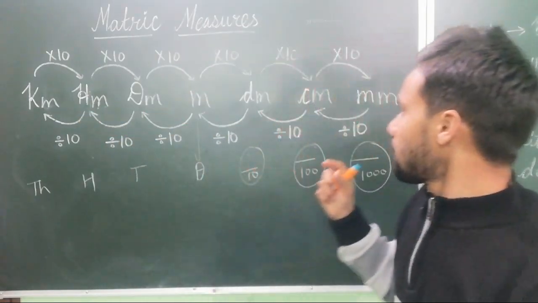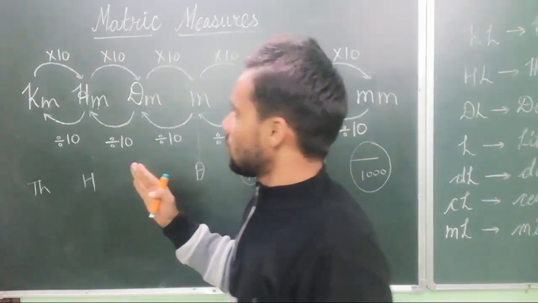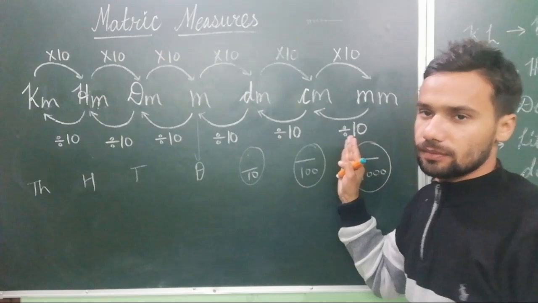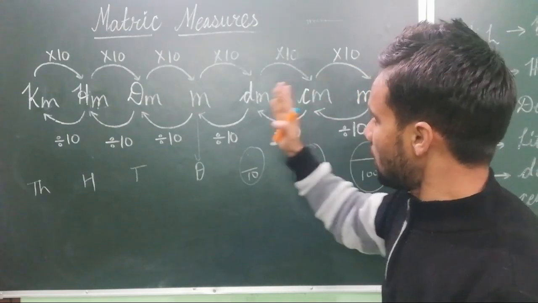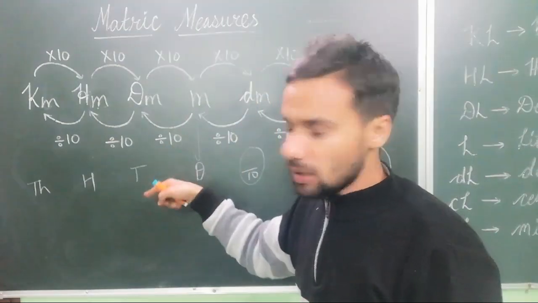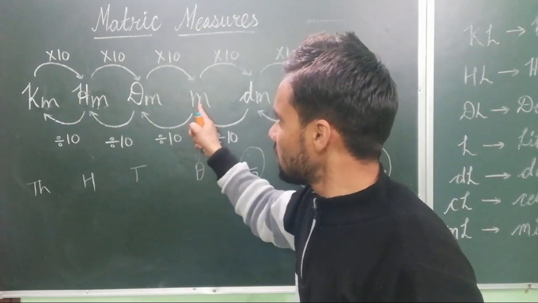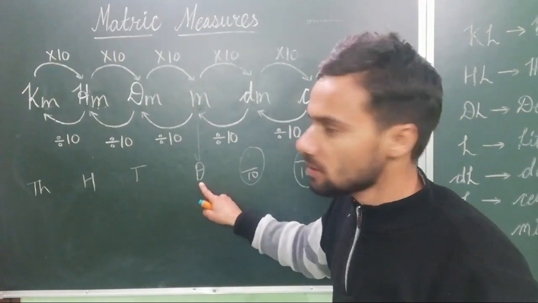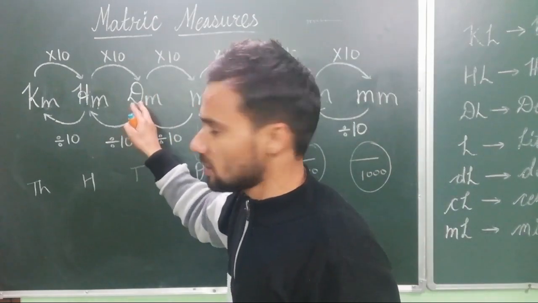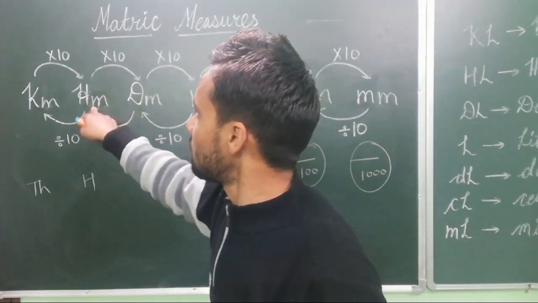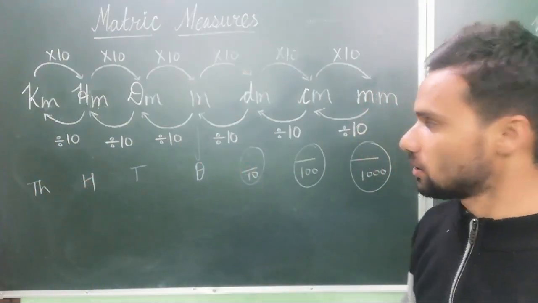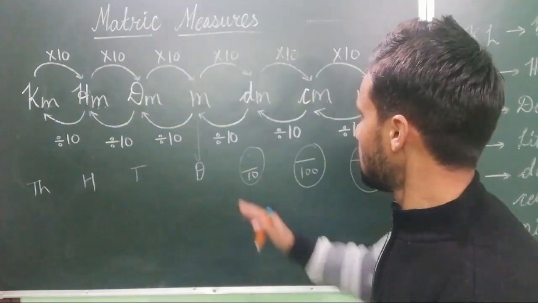Clear? Now if you want to convert a large unit into a small unit, look at this. I compared all these units with the place value chart. So you can treat this middle unit as the ones place. After that, tens, this you treat as the tens place, hundreds place, thousands place. Clear? You will get the answers here very easily.